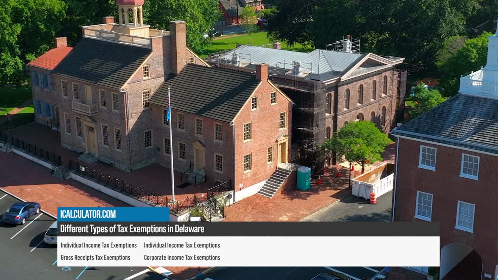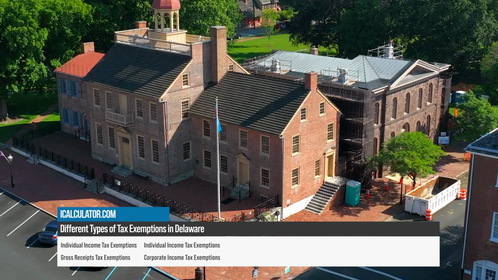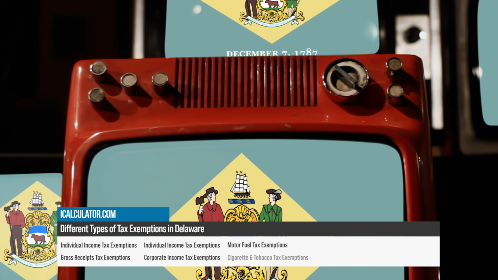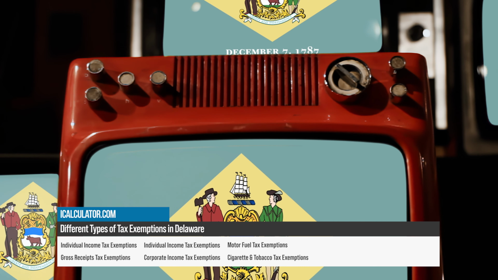Motor vehicle tax exemptions. Exemptions include vehicles owned by government entities, certain non-profit organizations, and specific types of vehicles, such as farm vehicles. Motor fuel tax exemptions. Exemptions include fuel used for agricultural purposes, fuel used by government entities, and fuel used by certain mass transit systems.